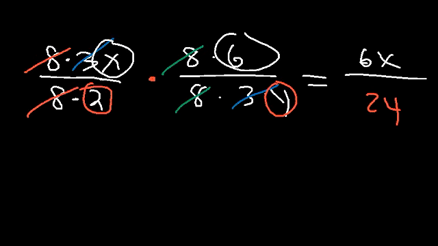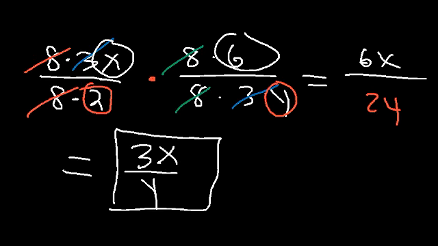Now we could simplify this further. 6 divided by 2 is 3. So the final answer is 3x divided by y. This is it.